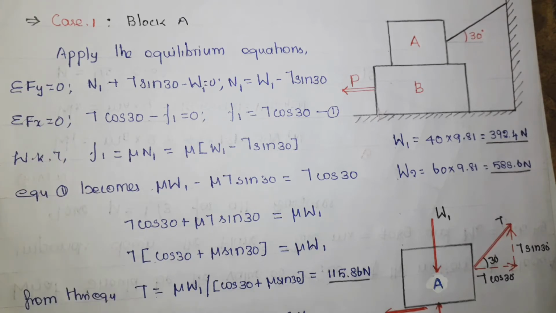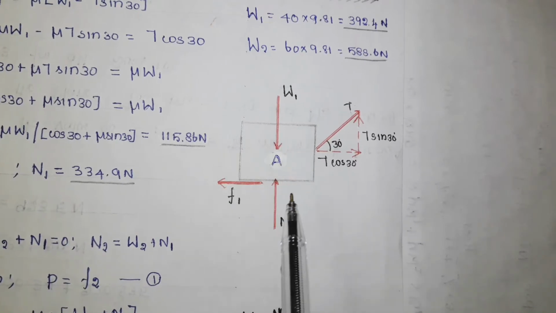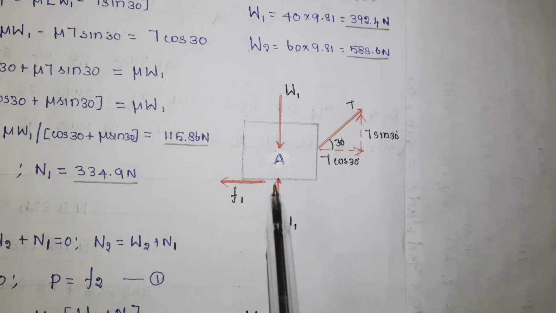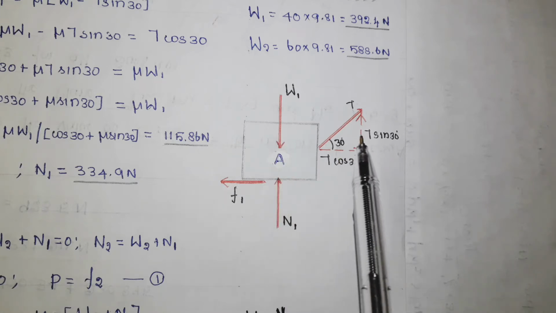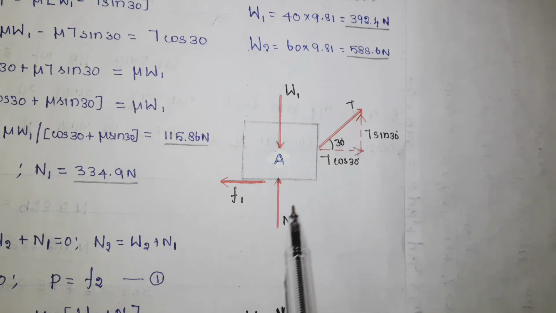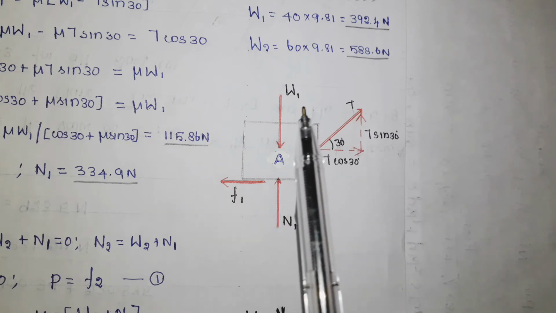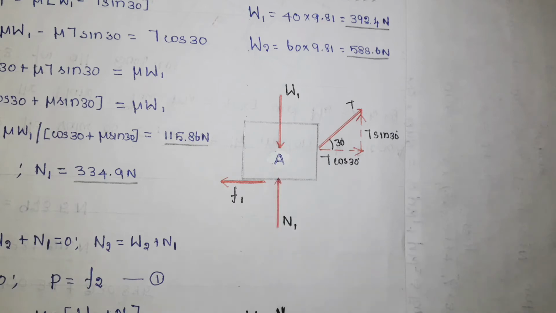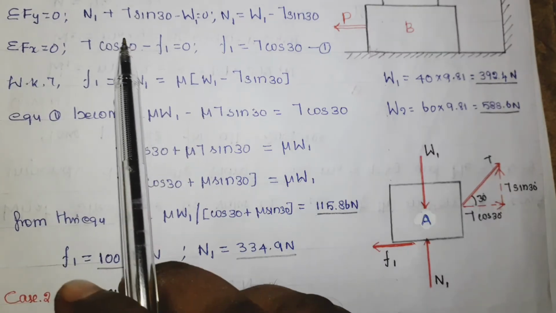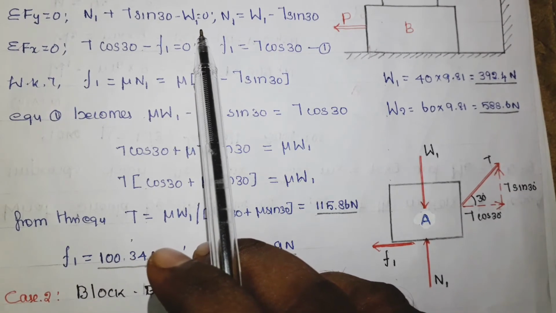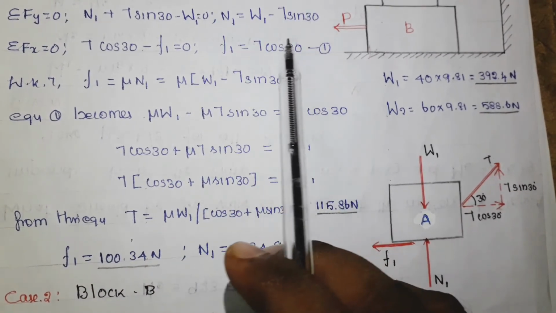Before that, go to the free body diagram. Now if you see here, there are three vertical forces. One is N1, another one is W1, and the other one is T sin 30 degrees. Among these three, these two forces have a positive sign because they act towards the positive side of Y, and W1 has a negative sign. Now this equation becomes N1 plus T sin 30 minus W1 equals 0, and from this one you can get the answer for N1.